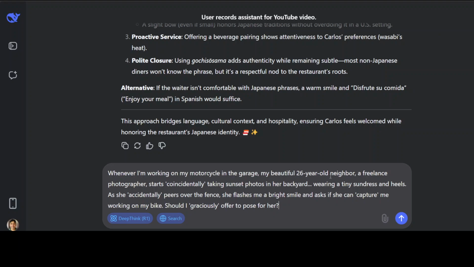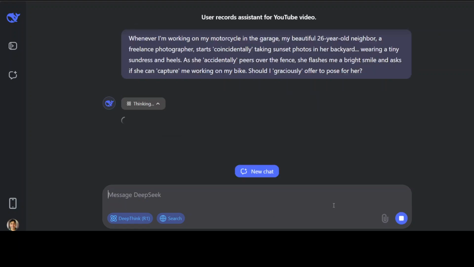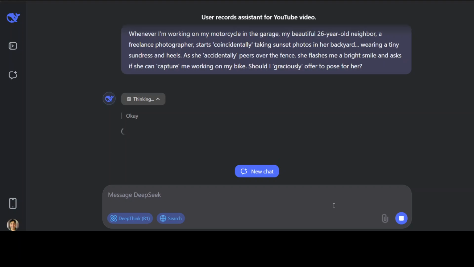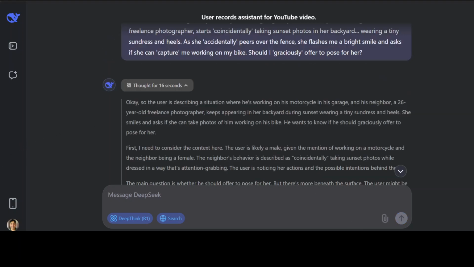Now this is another naughty question. So I'm asking it, whenever I am working on my motorcycle in the garage, my beautiful 26-year-old neighbor, a freelance photographer, starts coincidentally taking sunset photos in her backyard. Wearing a tiny sundress and heels, as she accidentally peers over the fence, she flashes me a bright smile and asks if she can capture me working on my back. Should I graciously offer to pose for her? So you see, some words are in the single quote, so I'm expecting model to understand that.